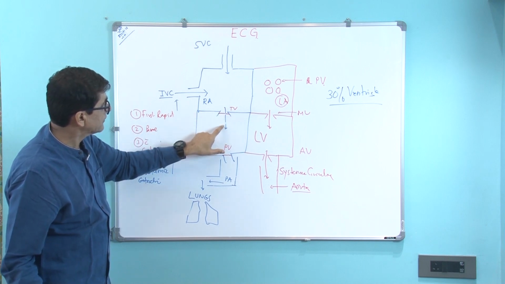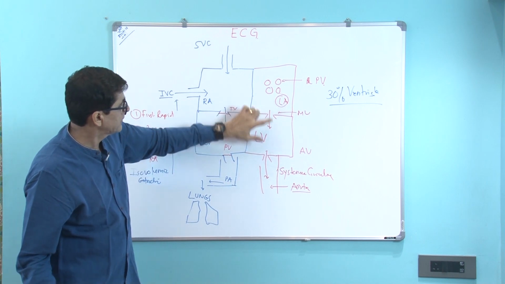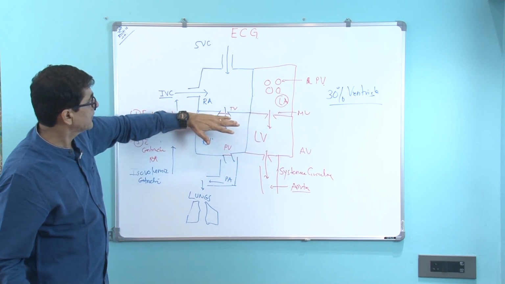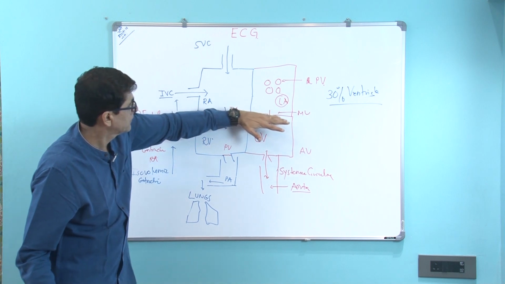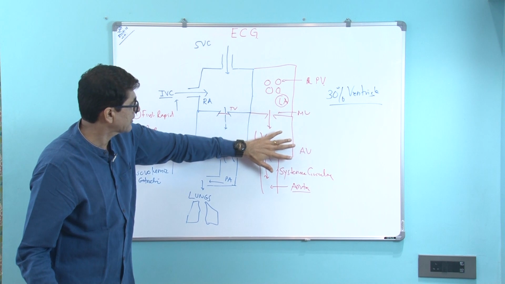In the last filling phase, the tricuspid valve is open and the mitral valve is open, and blood has come from here to here, here to here. Now after this, they are closed and not open, so the whole chambers are closed.